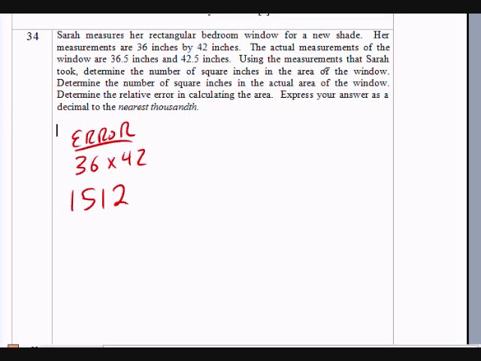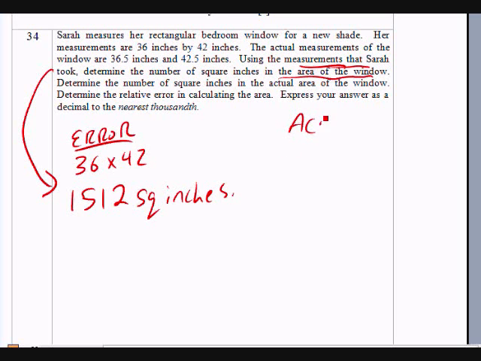wrong measurement, or answer is this part, using the measurement that Sarah took to determine number of square inches, the area of the window. So that would be this part over here. That's the first part. Okay, they'd be square inches. Next, the actual measurement of the window is 36.5 by, we can multiply it, 42.5, okay?